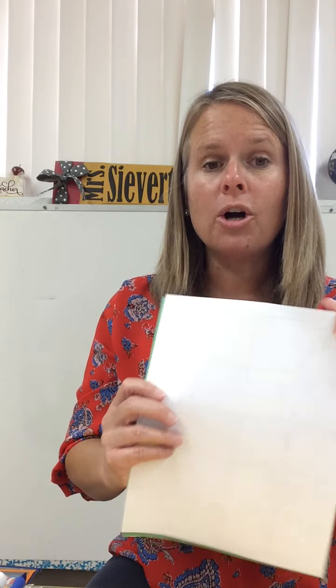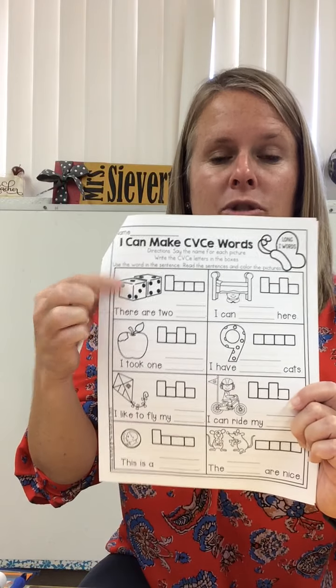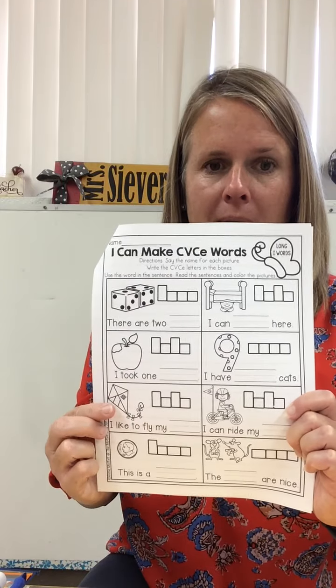This is page 3. You're going long eyes. Long eyes means silent e at the end. You're going to read these sentences after you put the words in. I'm going to tell you what your picture is so you know what to be writing, okay?